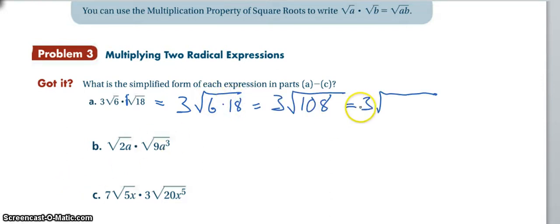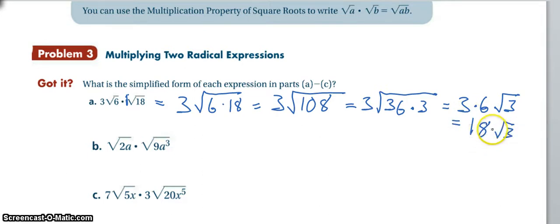I multiply my 6 by my 18 and I get 108. I then think about the factors of 108 and realize that 36 and 3 will get me multiplied to 108. I can then take the radical of my 36 and say that that is 6. Radical 3 stays under the radical, and 3 times 6 gives me 18 times radical 3. And that is my simplified form of the product of the radicals. Try that on B and C if you have not done that yet.